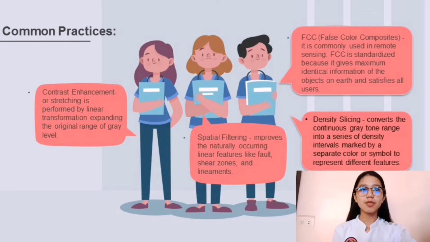FCC is standardized because it gives maximum identical information of the objects on Earth and satisfies all users. An example in standardized FCC is when vegetation looks red because vegetation is very reflective in NIR and the color applied is red.